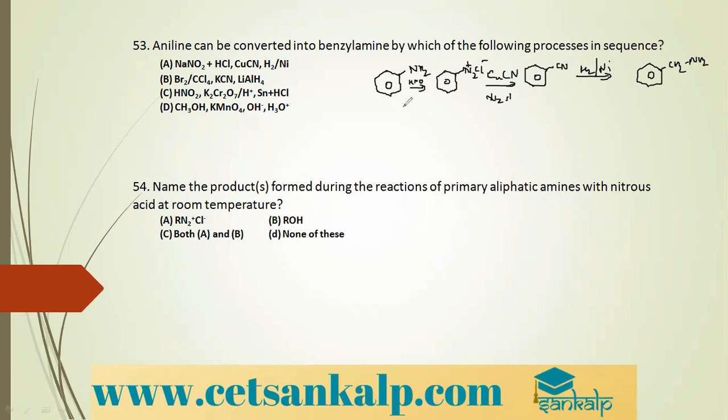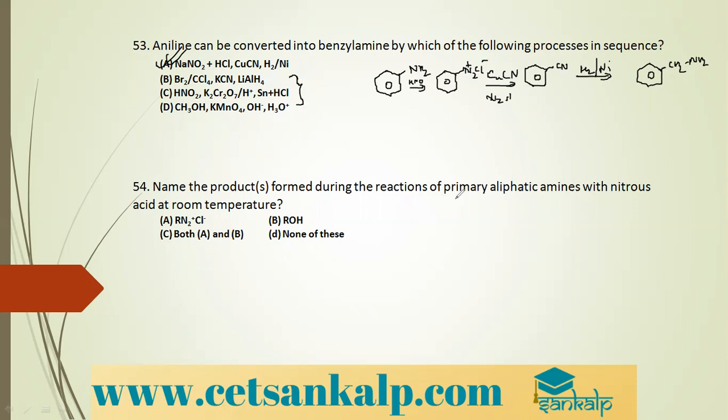Second option, aniline is there, bromine carbon tetrachloride. We will not get the reaction here. Third option, K2Cr2O7, no, we don't get. Fourth option. So option A is the right option. Let us not waste time in looking at the others. You can check out the other reactions also, sequences of the reactions.